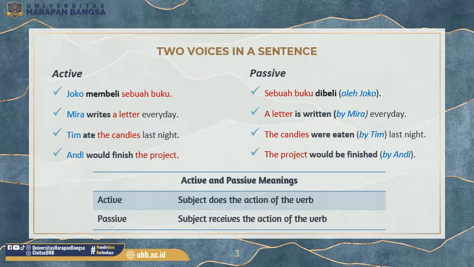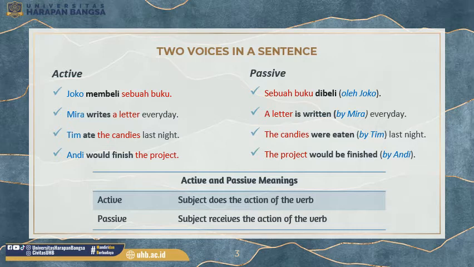When we change into the passive sentence, the position of the subject and the object will be different. Okay? Di passive sentence kita punya sebuah buku dibeli oleh Joko. Subjeknya berubah ya. Di kalimat pasif subjeknya menjadi sebuah buku, kemudian predikatnya adalah dibeli, sedangkan objeknya adalah oleh Joko.